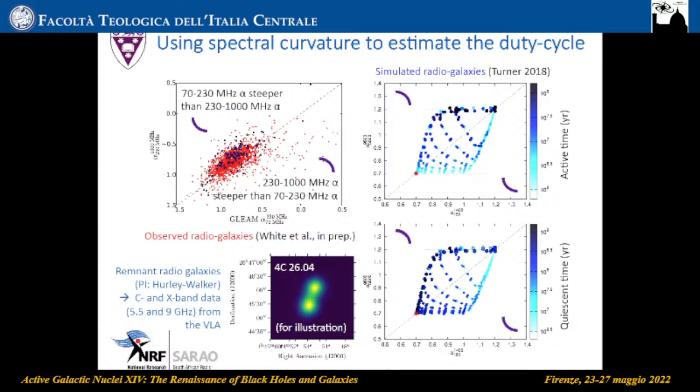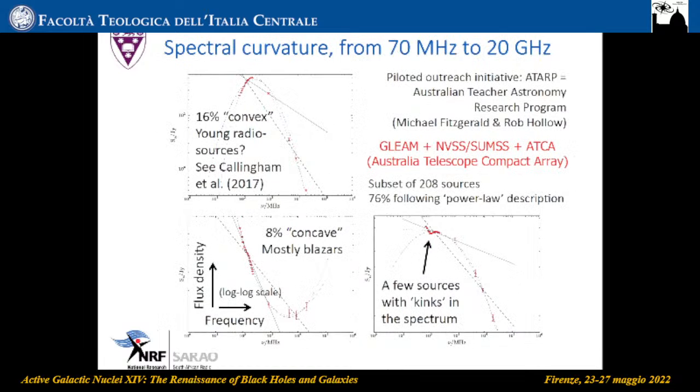We've extended this further still to higher frequencies, up to 20 gigahertz, by using new observations from the Australia Telescope Compact Array. Here are just a few examples to illustrate how non-power law the synchrotron radiation may be. That is the case for three quarters of this subset. Again, we have this concave shape, which appears to coincide with mostly blazars. That's an interesting subset of the GLEAM-4Jy sample, particularly if you're interested in multi-messenger astronomy, given the detection of neutrino emission from TXS 0506. There's also 16% of this subset showing peaked radio spectra, so an indication that these may be young radio galaxies.